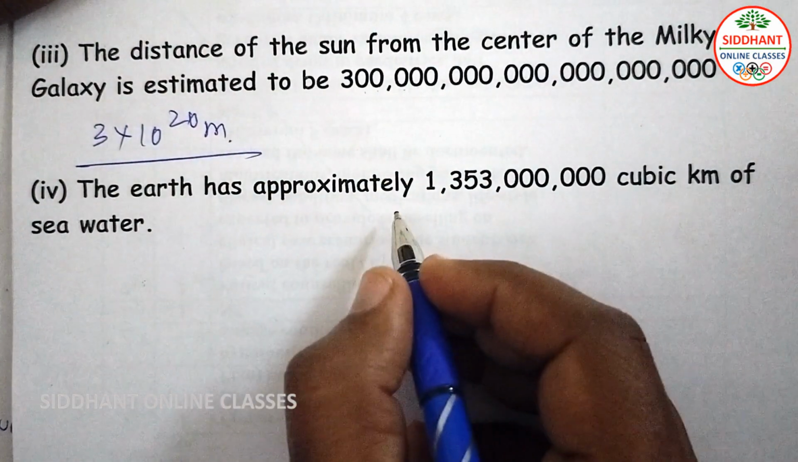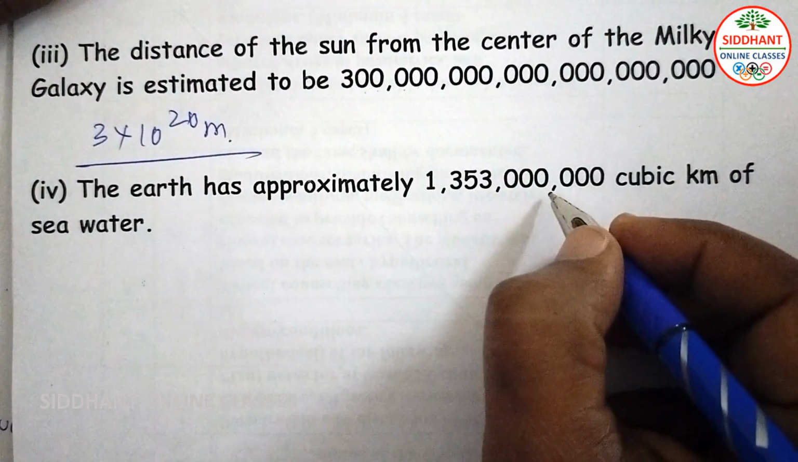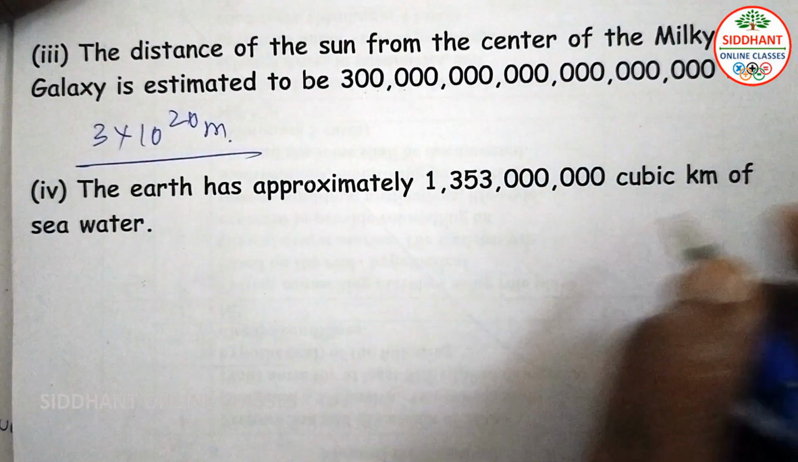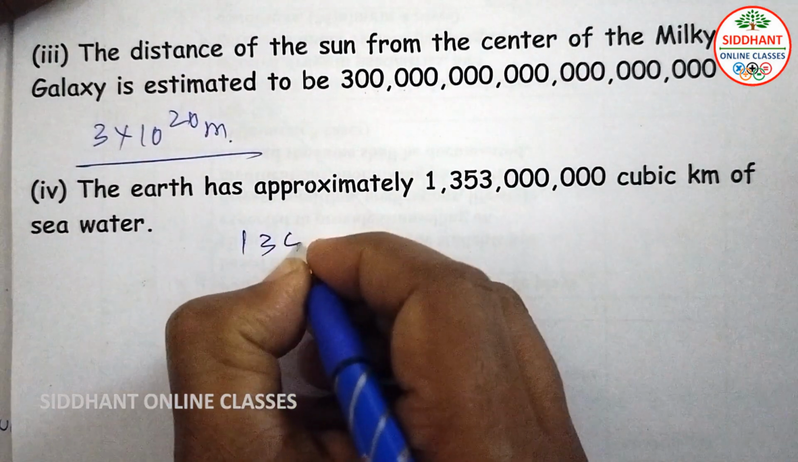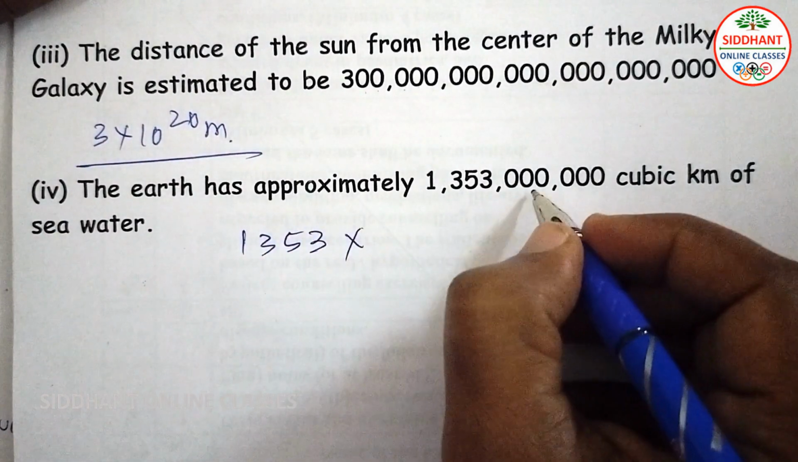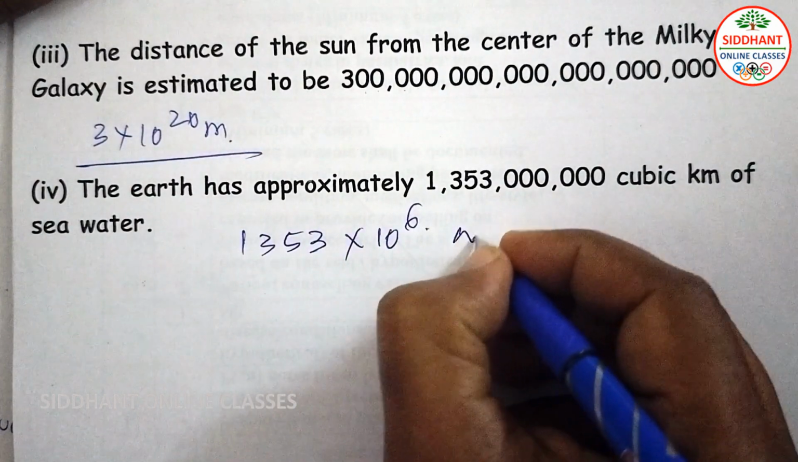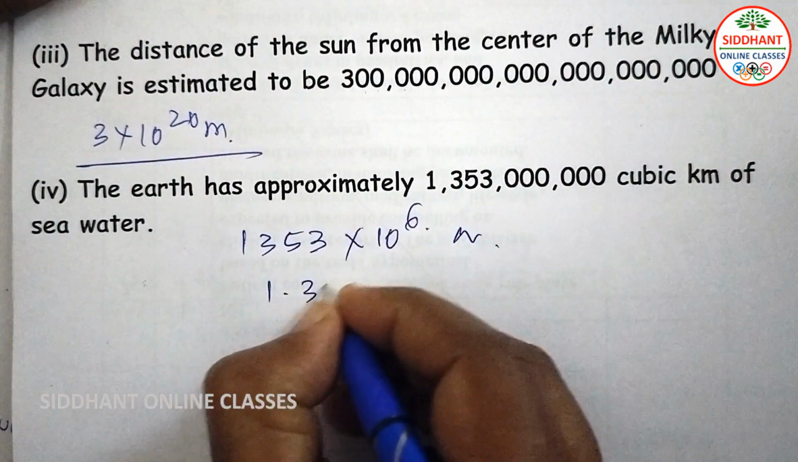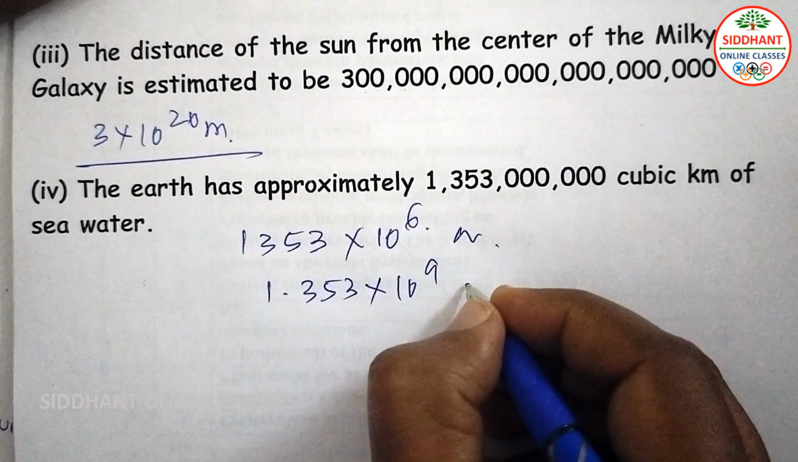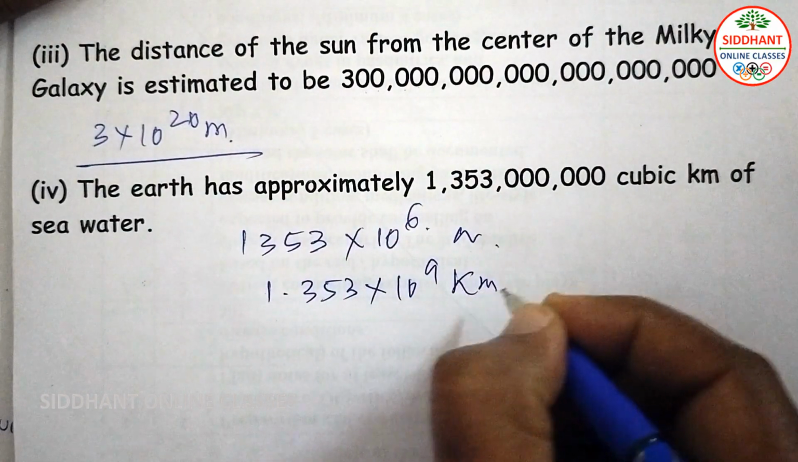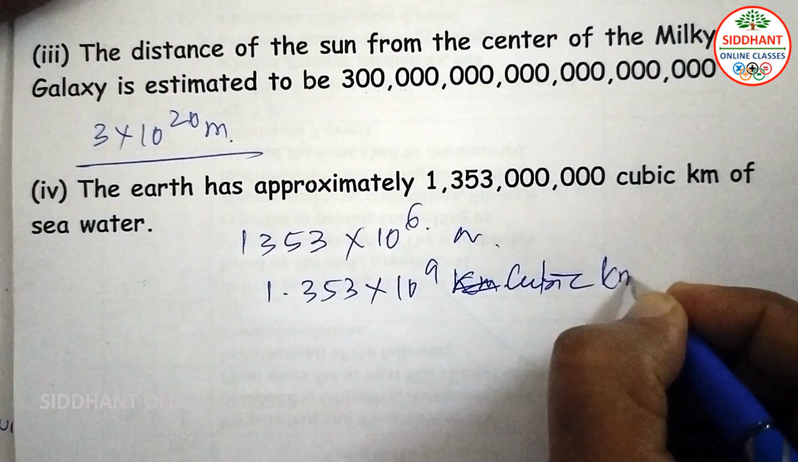Fourth, the Earth has approximately 1,353,000,000 cubic kilometers of seawater. So here in the exponential form, that means 1,353 into 6 zeros are there, that means 10 to the power of 6 here. Or it can be written as 1.353 into 10 to the power of 9 cubic kilometers.